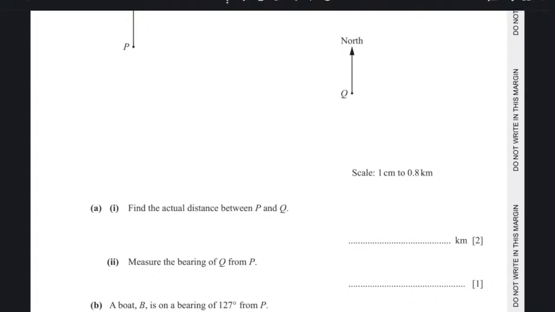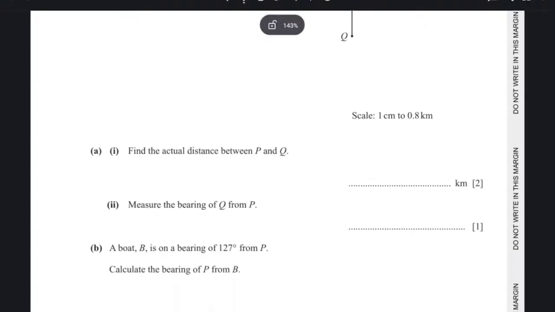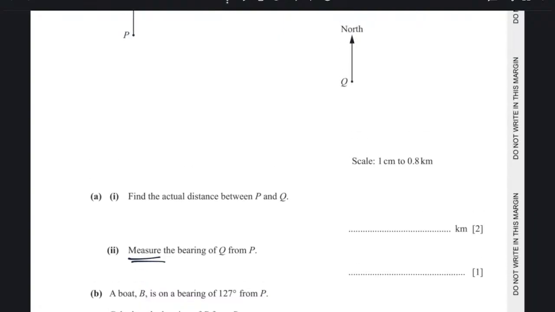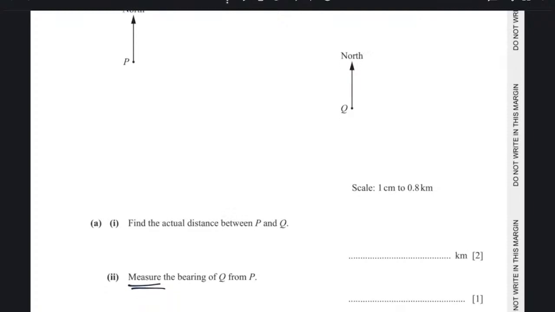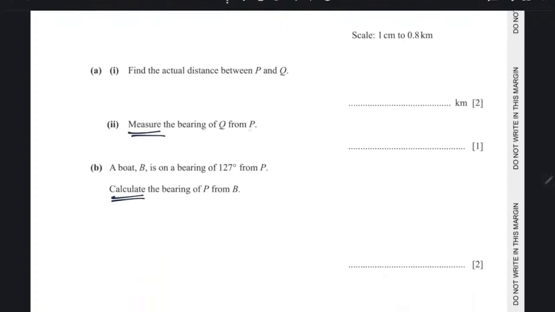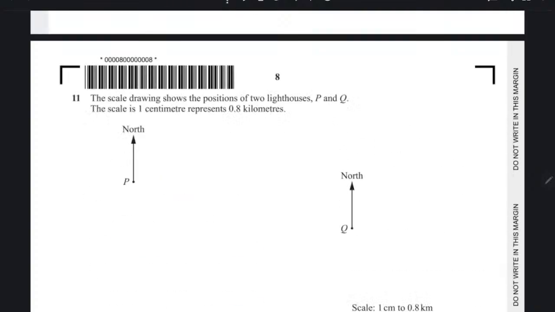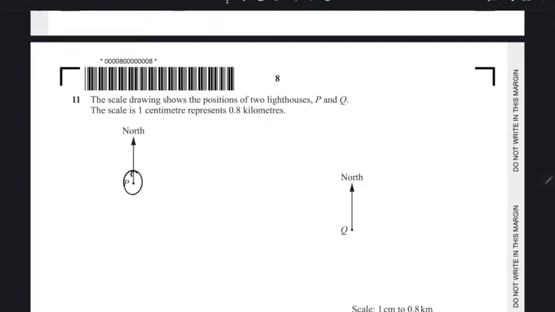When you are dealing with bearing, there are two types of questions. One is measure, the other one is calculate. Are we together? One is what? Measure. The other one is what? Calculate. When you measure, here's how you do it. You always go to the point where they say from. That's where we measure. So bearing is about from. They said bearing of Q from P. So we go to P. We are measuring from here.